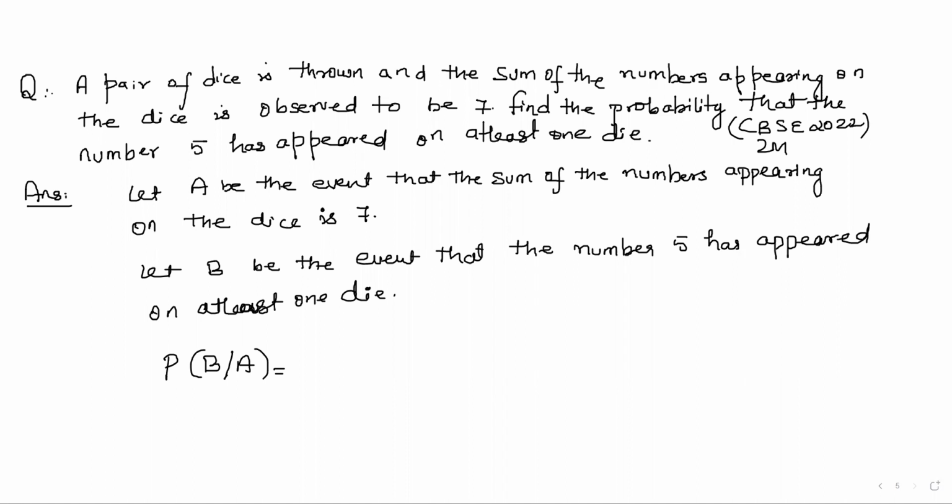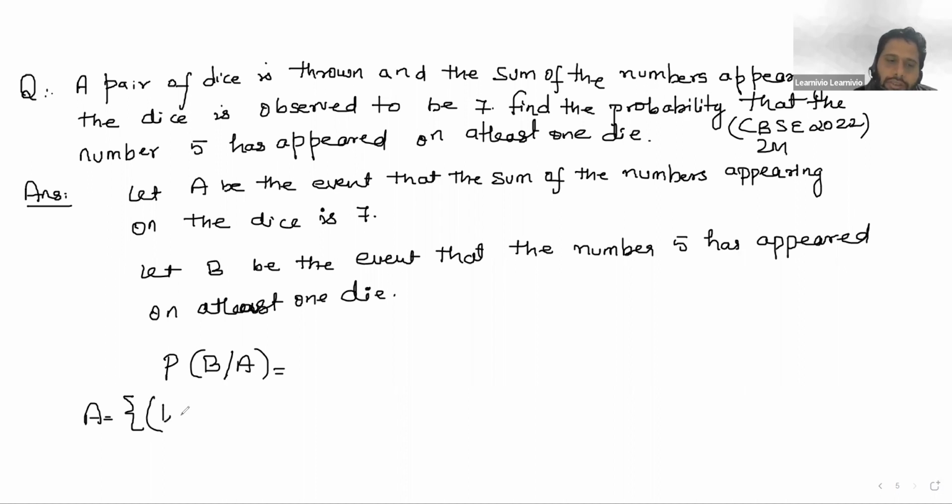Sir, what will be event here? Yes, Nabil. Nabil, this is a simple question of conditional probability. So first we will find A. A is a pair of dice is thrown. Pair means two. A is the event that the sum of the numbers appearing on the dice is 7.